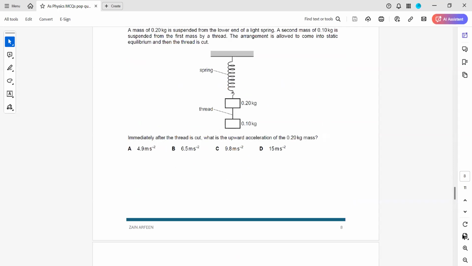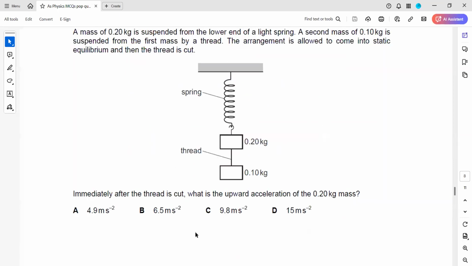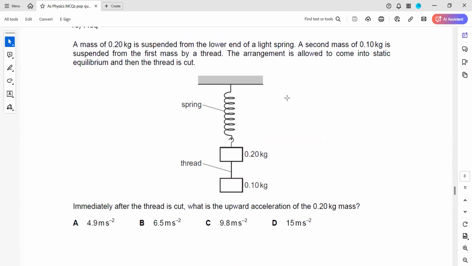Question 16. In question 16, a mass of 0.2 kg is suspended from the lower end of a light spring. Because the mass of the spring is neglected here, that's why it's written light spring. A second mass of 0.1 kg is suspended from the first mass by a thread, and the arrangement is allowed to come to static equilibrium, means it is stationary. The question is, immediately after the thread is cut, what is the upward acceleration of this mass?